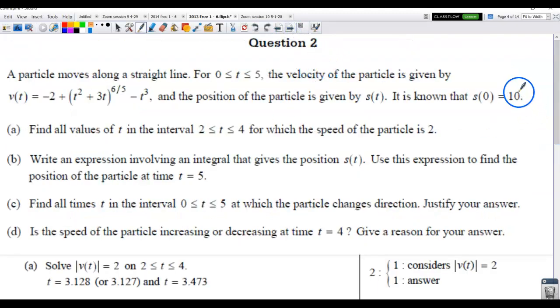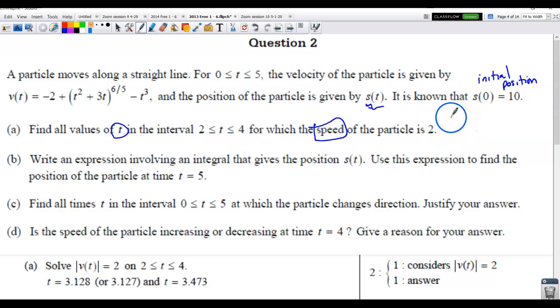Moving on to question number 2, we can very quickly see that we have a particle problem. We've been given a velocity function, and the position of the particle is given by s of t. So they're giving us the name of the position function, and they're giving us the initial position to be used, or maybe not to be used. Could be extraneous information.